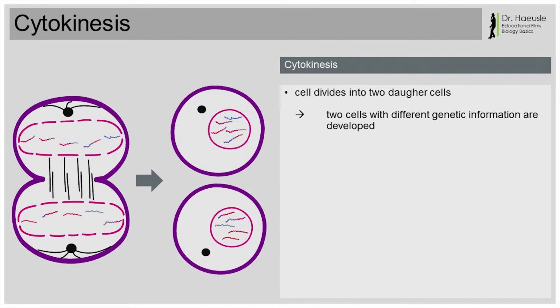2 haploid cells are formed. These cells each contain 23 single-stranded chromosomes. What is more, the cells contain totally different genetic information due to crossing over in prophase I.